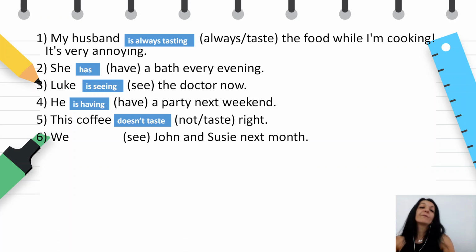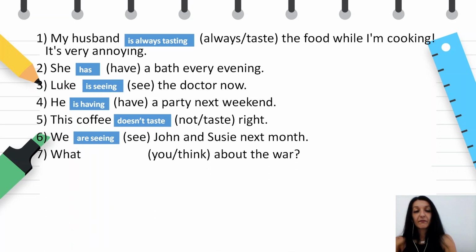Number 6. We see John and Susie next month. Okay, so think about it. Pay attention to the adverbs. So we are seeing John and Susie next month. What do you think about the war? So, not what are you thinking now, but you need an opinion. So it should be present simple: what do you think about the war?